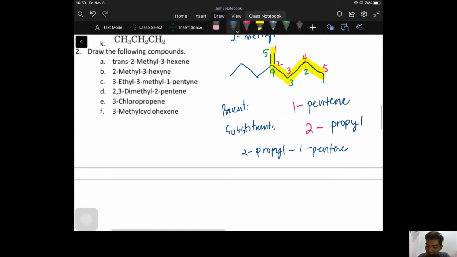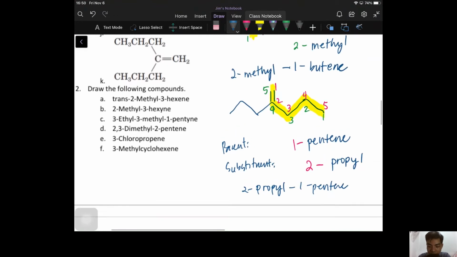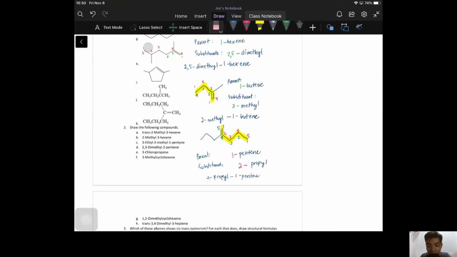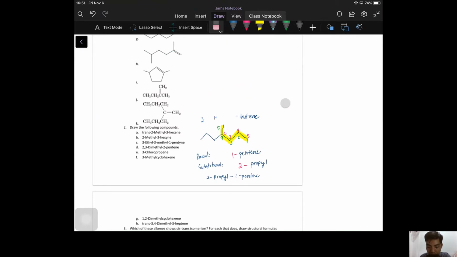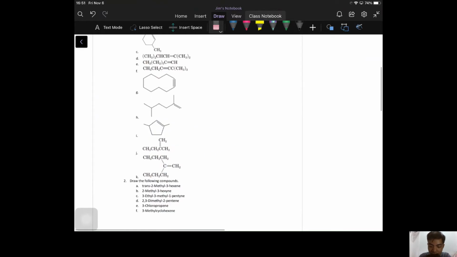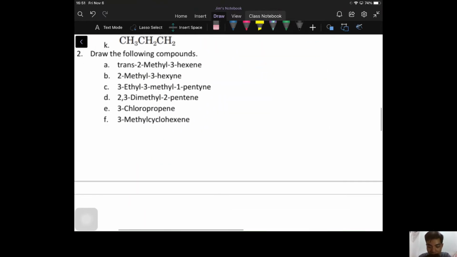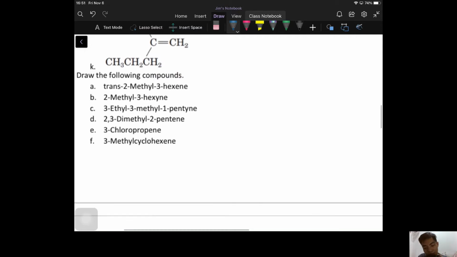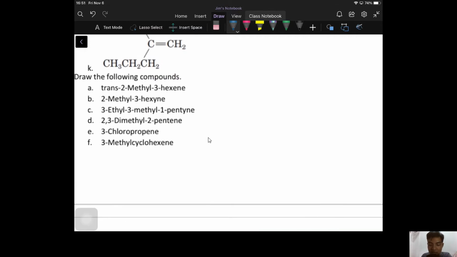Okay, so, let's try to draw this naman. Gawin natin itong second part. Burahin ko na to, ha? Para hindi sayang sa space. Let's draw the following compound. Trans-2-methyl-3-hexene. May trans. So, ano meaning ng trans? Your priority groups are on the opposite side of the double bond.